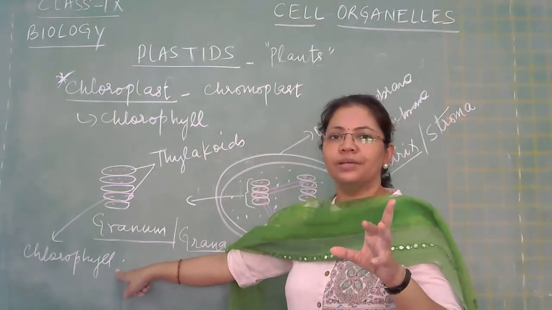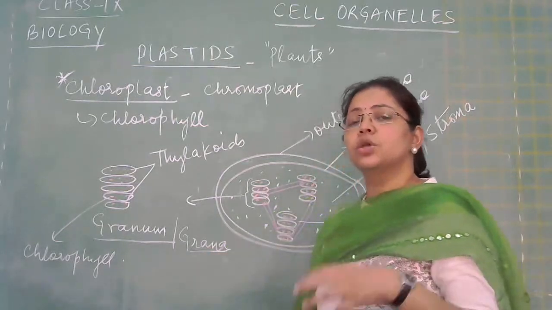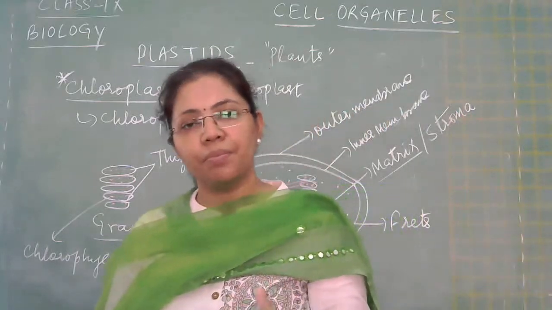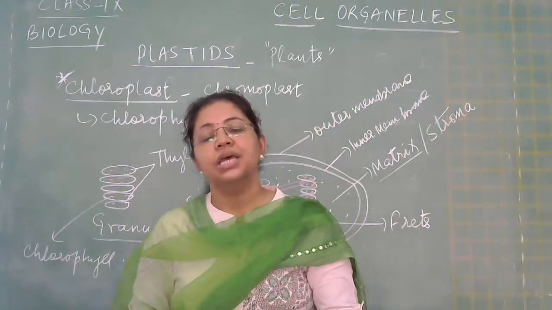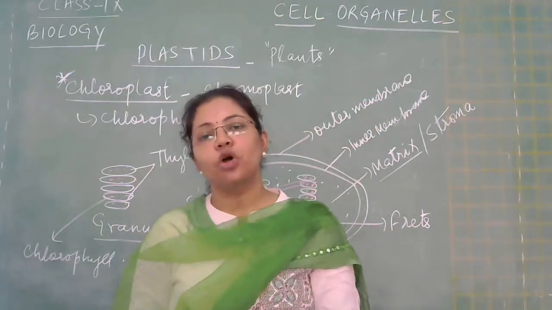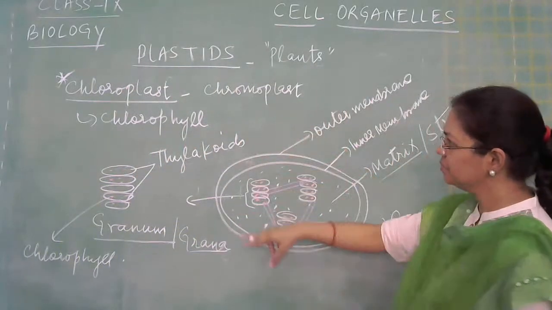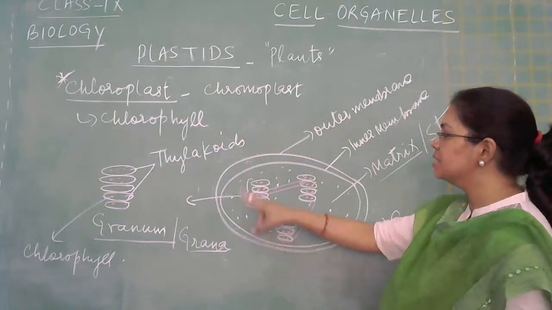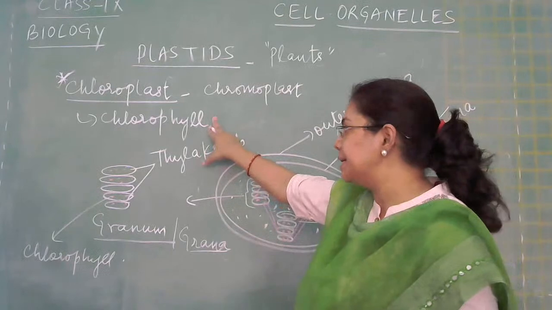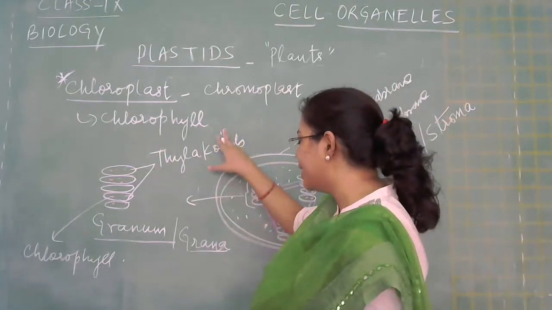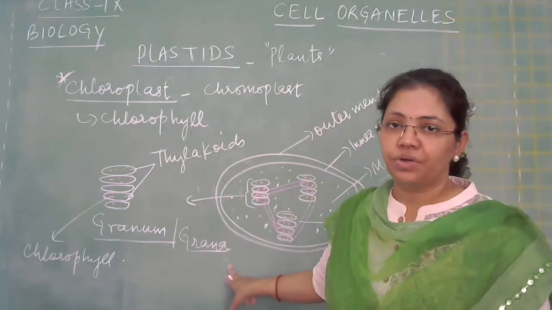I have already discussed in previous classes also that chlorophyll is a green color pigment, right? Its main function is to trap solar energy, which is the main part of the process of photosynthesis. So this chloroplast contains chlorophyll, and this chlorophyll is present in the thylakoids of the granum, right?